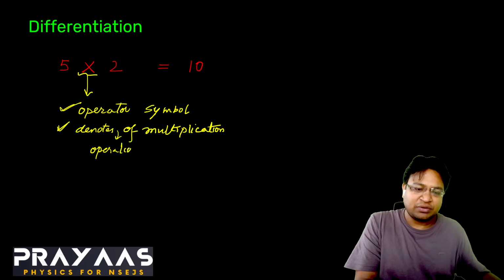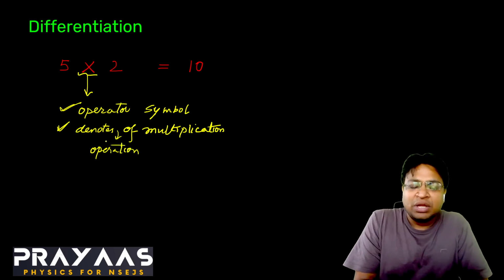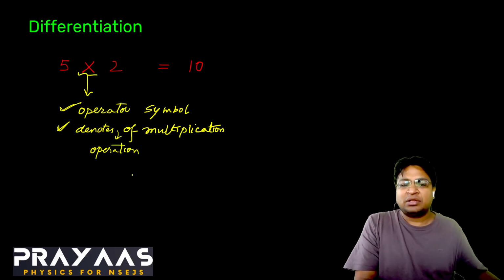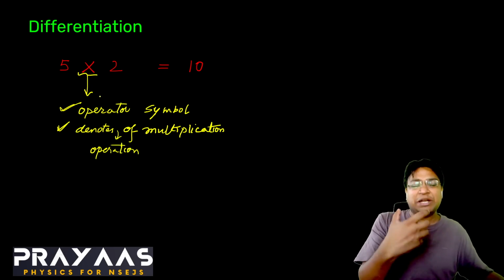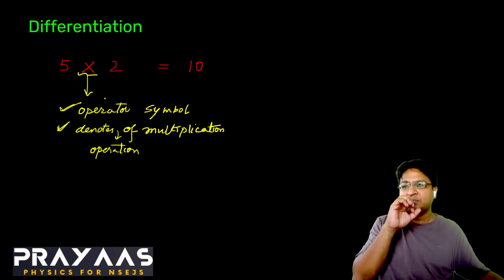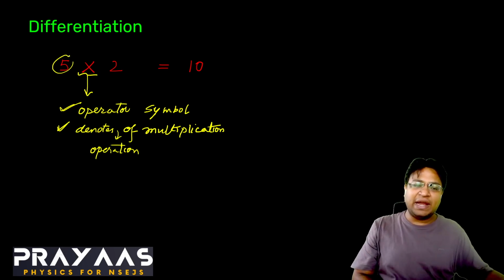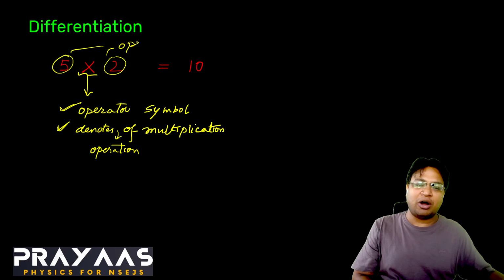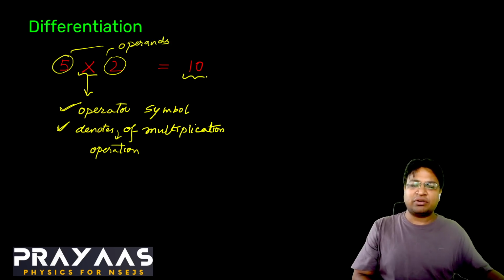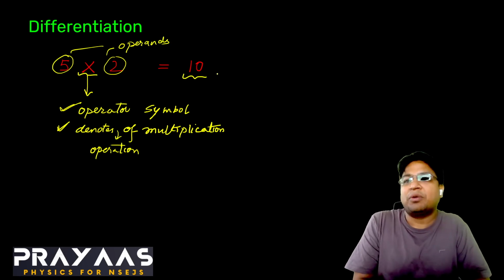So multiplication is an operation, and to denote that, we have an operator symbol. The entities on which the operation is performed are called the operands. And this is your result, the result of the operation.